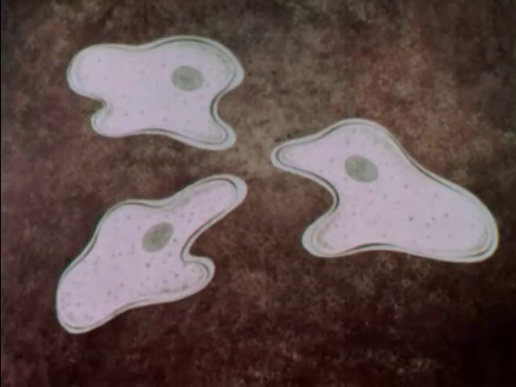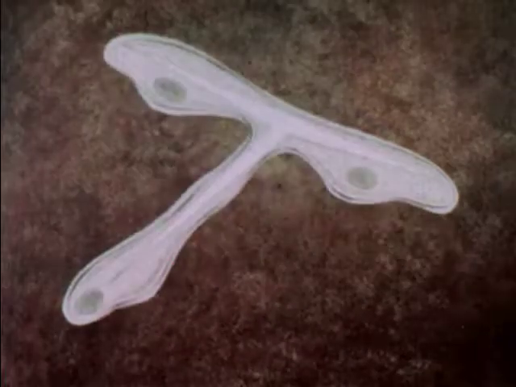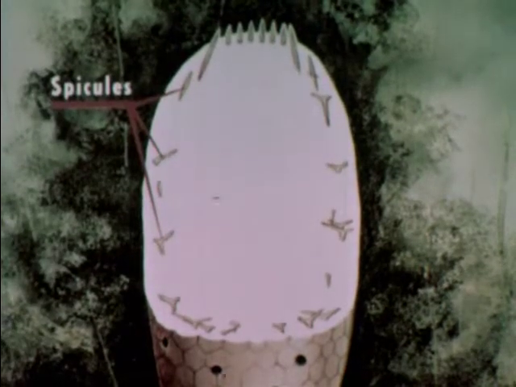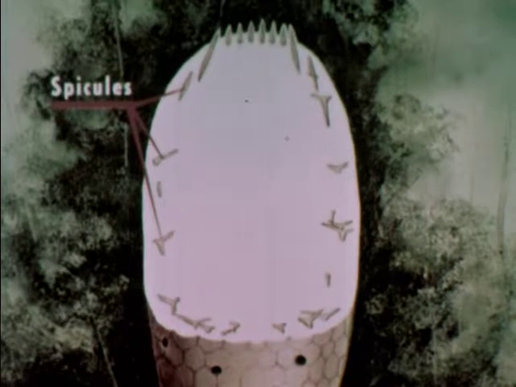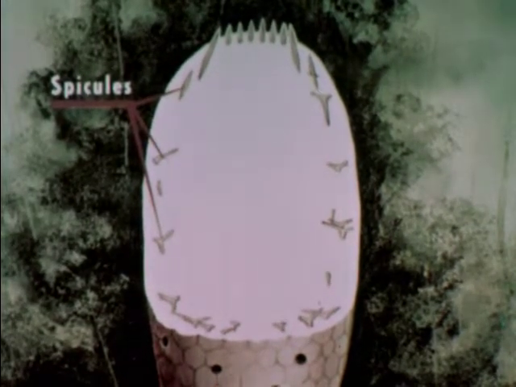A function of some of the mesenchyme cells is to secrete needles of calcium carbonate. These needles are called spicules. The spicules form a framework which supports the soft cellular mass, much as the excelsior supported the egg white in our earlier experiment.